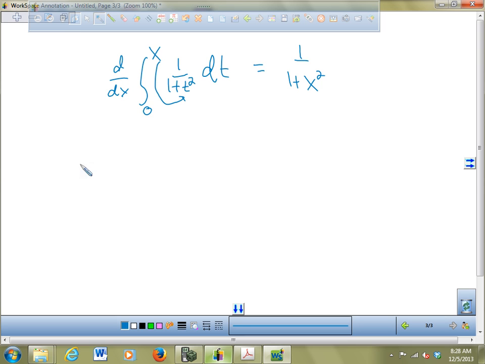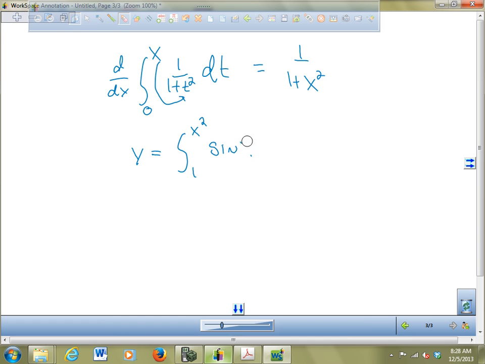Okay? This seems kind of dorky, but this leads to the idea of how you evaluate a definite integral. The next type of problem where it gets a little bit tricky is if you have something other than just x up at the top. So what if I had y equals the integral from 1 to x squared of sine of t dt? What if I wanted to calculate that?